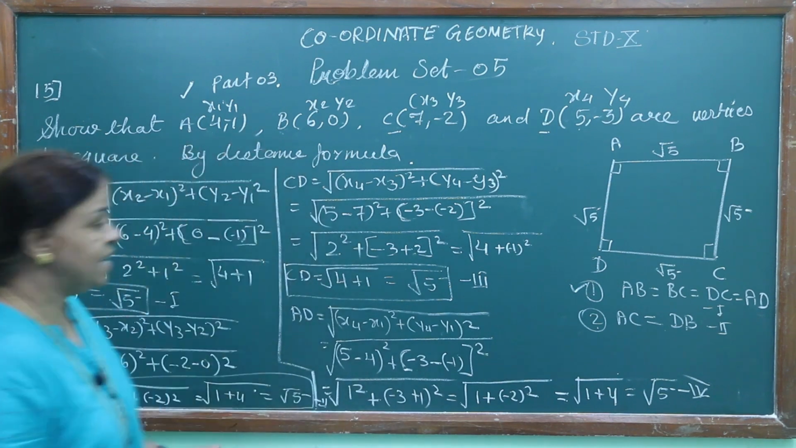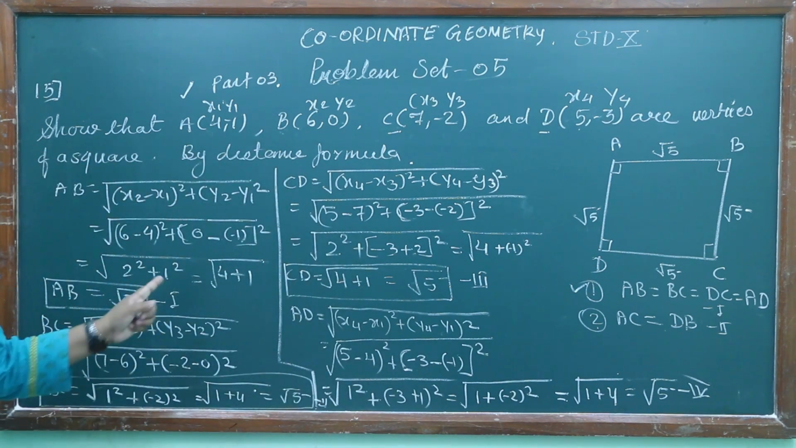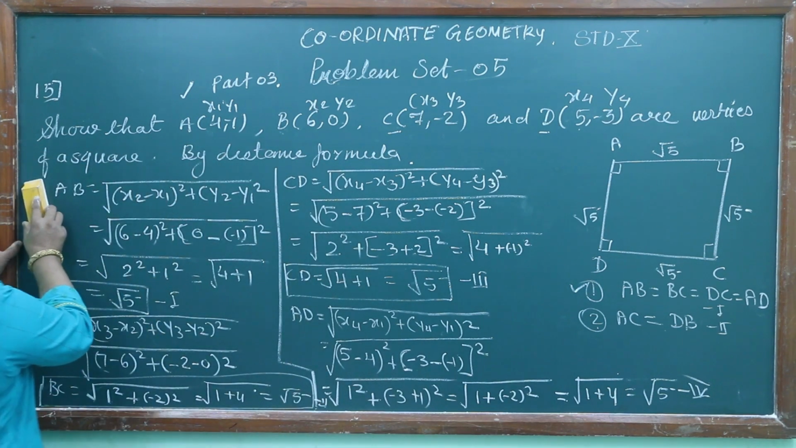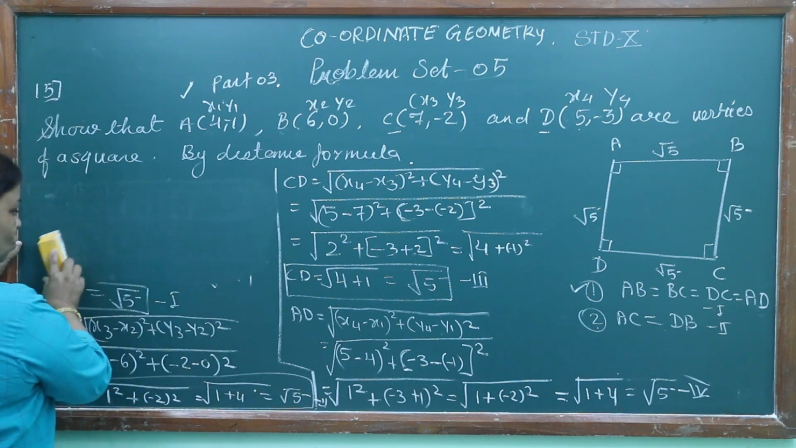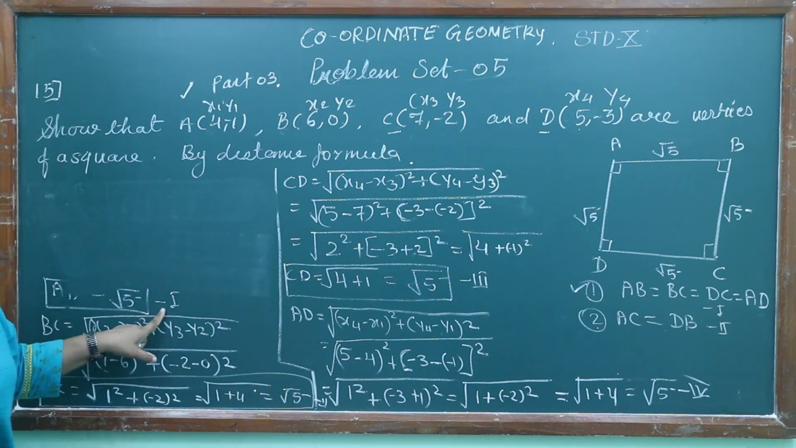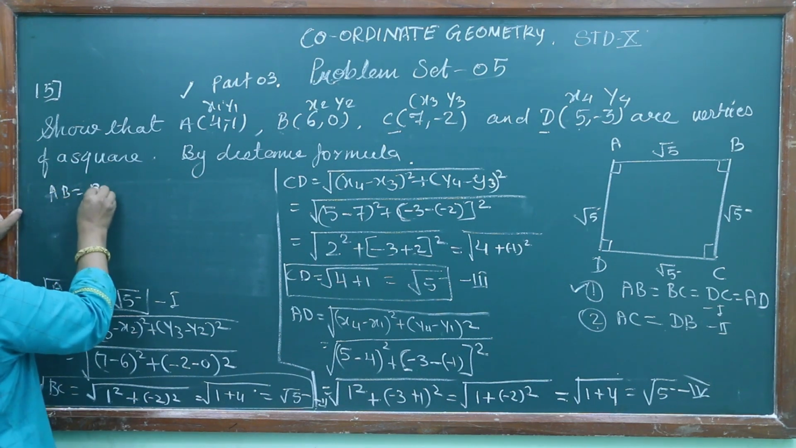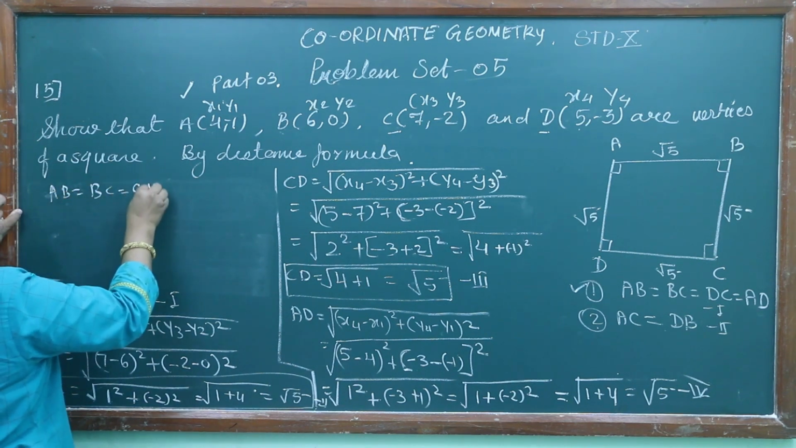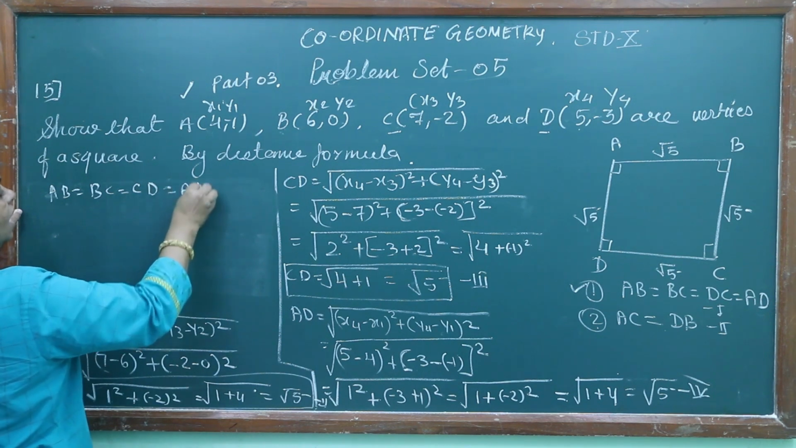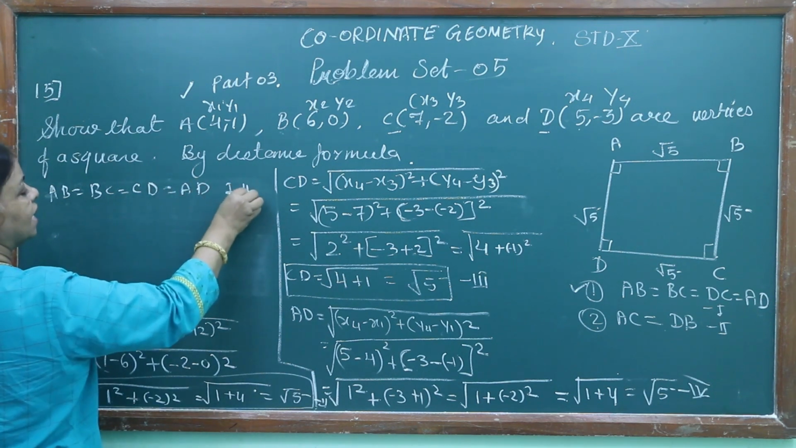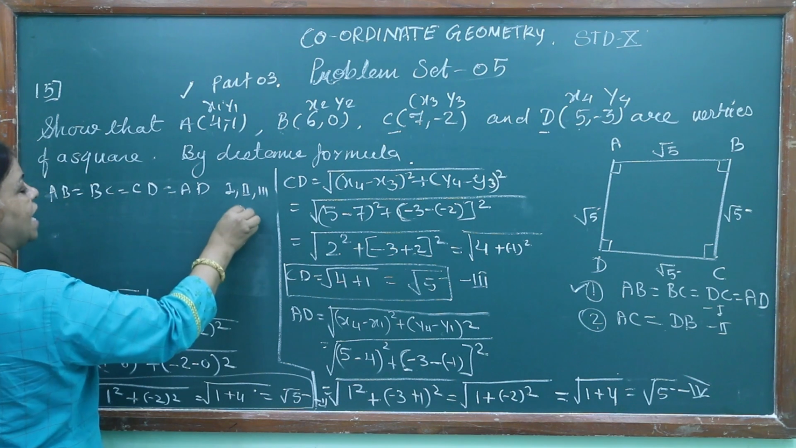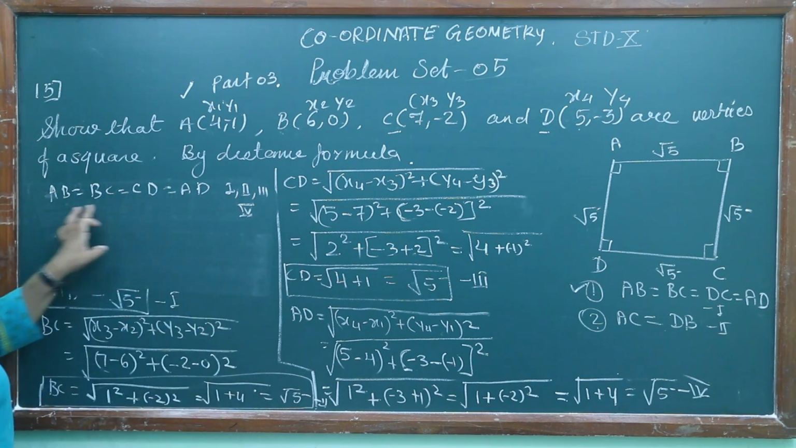So we can write here. Children, you can pause and you can solve it. Let me rub this here. So from first, second, third, we can say AB equal to BC equal to CD equal to AD. And how did we get from first, second, third and fourth? We got. Okay.